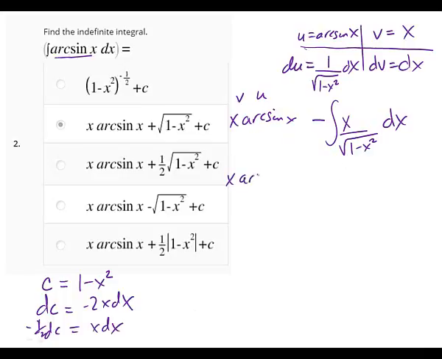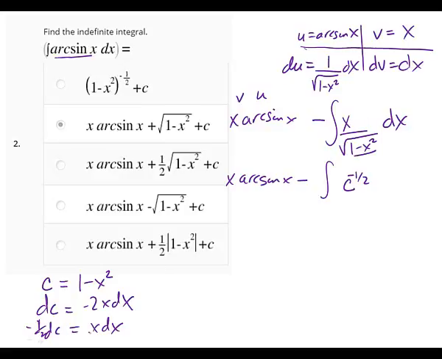We've got x arc sine x minus, I'm going to do my substitution now. What am I putting in for the 1 minus x squared? I get c, and it's to the 1/2 power. To bring it upstairs, we make it negative. Are we okay with the c replacement? I put c in for this. It's to the 1/2 power because of the square root, and I brought it upstairs all in one step. Okay?